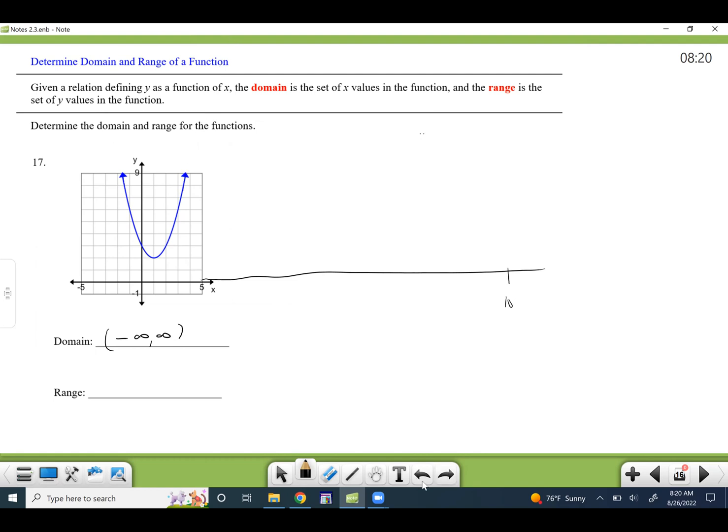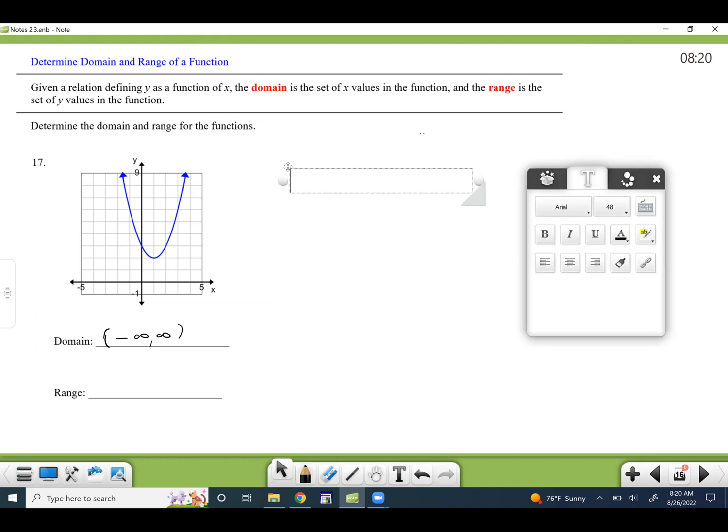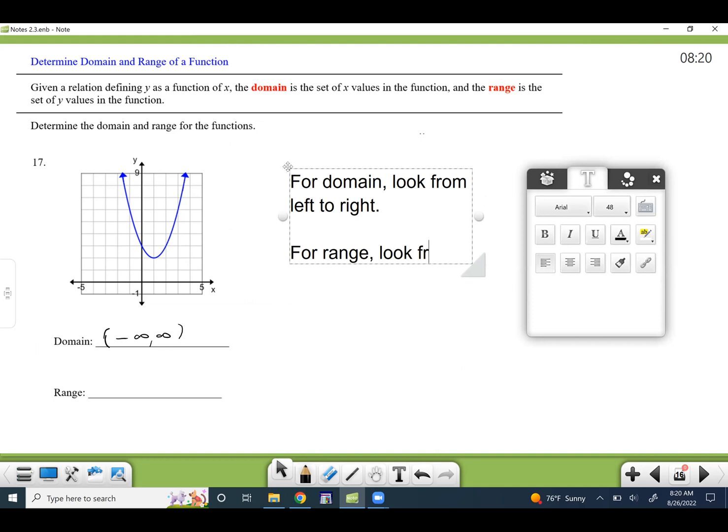Okay. So anything that keeps opening to the left and to the right forever like this, that's going to be negative infinity to infinity. All right, let's talk y values now. So instead of looking left and right, you want to look up and down. Okay, so a couple tips. For domain, look from left to right. For range, look from bottom to top, from lowest to highest.